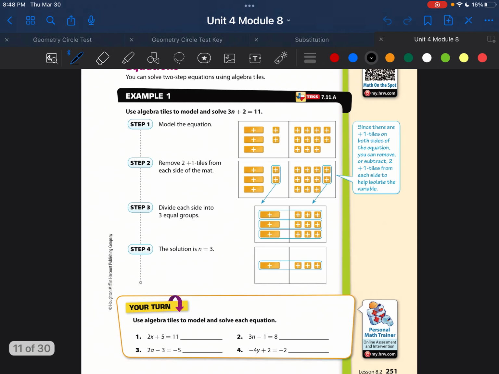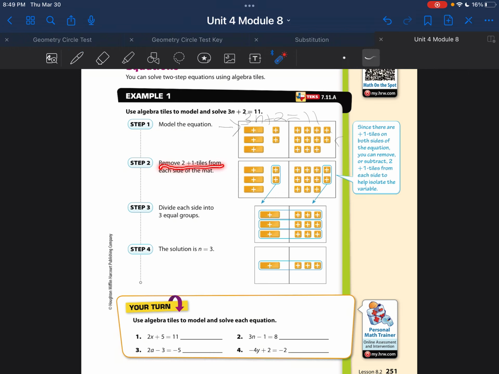If you remember from our last lesson, you learned how to do the algebra tiles. That's where we do the positives and the negatives, and this is where we'd write out our 3n plus 2 equals 11. Then you'd write out, I have how many 3's? 1, 2, 3, they're all positive. I have 2 positives, and I have 11 positives over here.